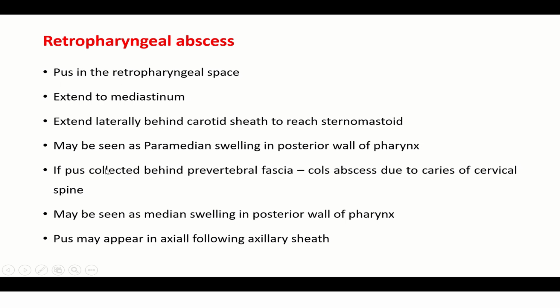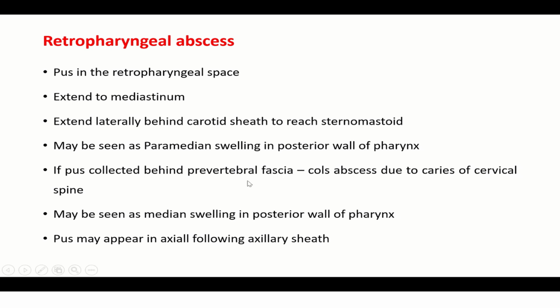So, what is the clinical implication here? Pus in the retropharyngeal space can extend into the mediastinum because it is open. It is directly continuing with the mediastinum. It can also extend laterally behind the carotid sheath to reach the sternomastoid. It will be seen as a paramedian swelling in the posterior wall of the pharynx. Why paramedian swelling? Because there is a midline septum extending between the buccopharyngeal fascia and the prevertebral fascia.